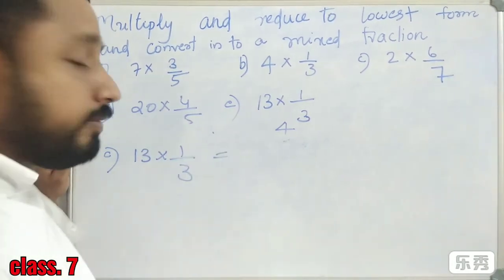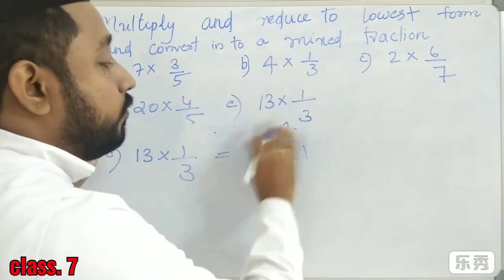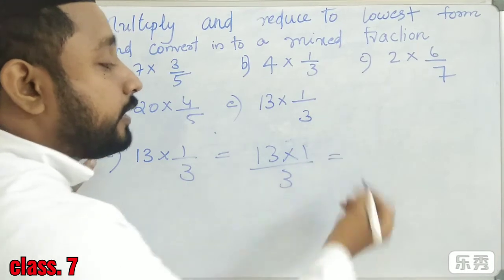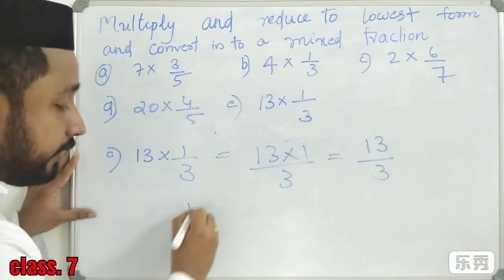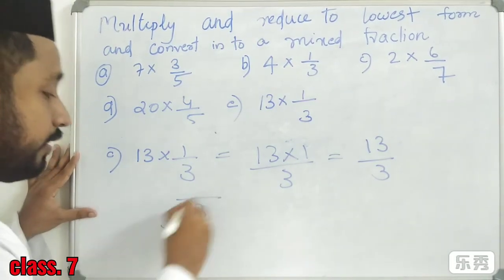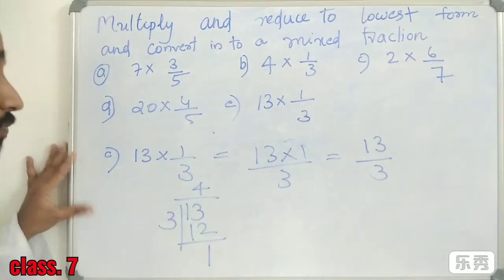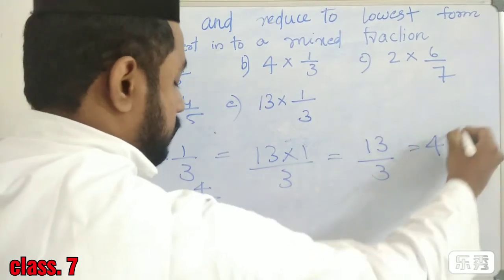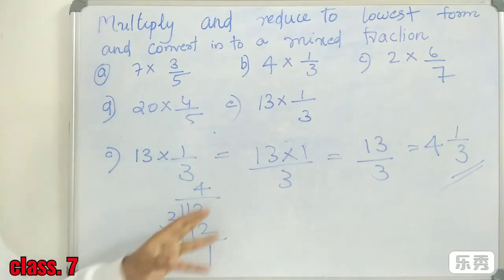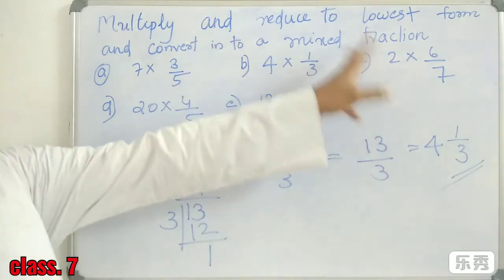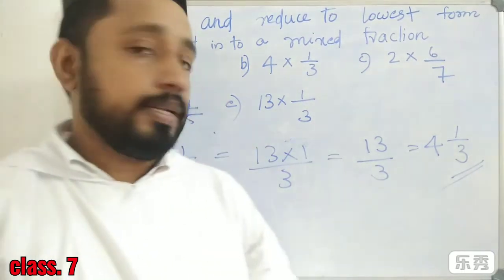13 into 1 by 3 means 13 into 1 by 3, which is equal to 13 by 3. 13 by 3 we can change into a mixed fraction. 4 times 3 is 12, remainder 1. So 4 1 by 3. These are the simplest form and mixed fraction. So we can multiply a whole number with a fraction and we will get the answer.